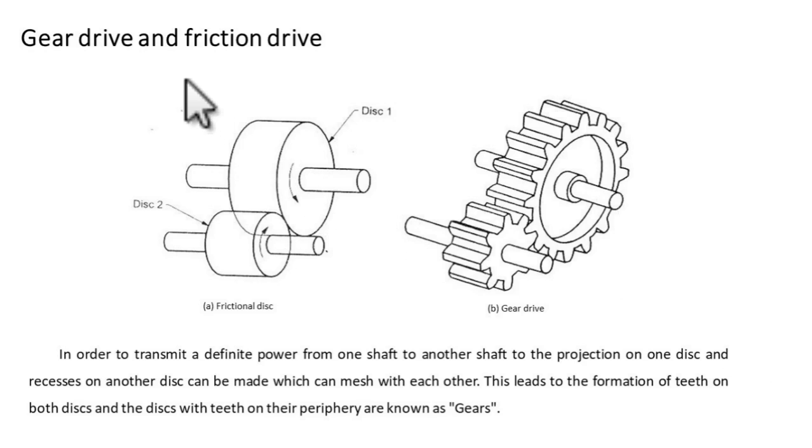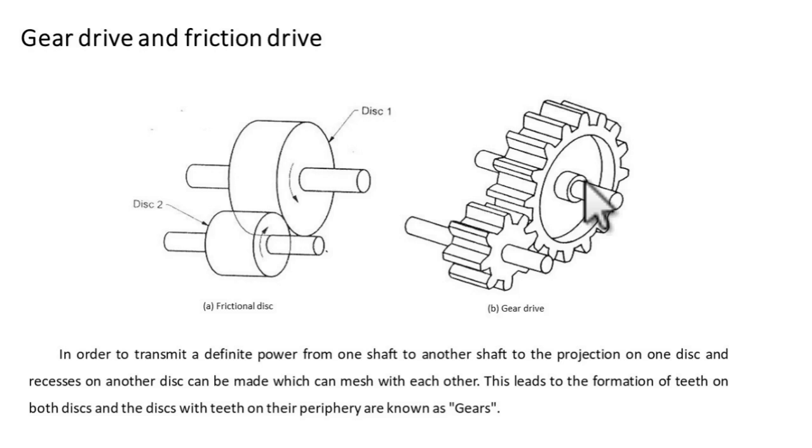We also use such kind of arrangement that is friction drive. Here what happens, the driving wheel drives the driven wheel with the help of the friction in between the surface. But here also, if we want to transmit high power, the slip may occur. And to avoid such condition, we use gear drive.